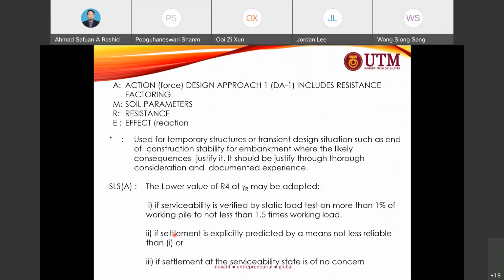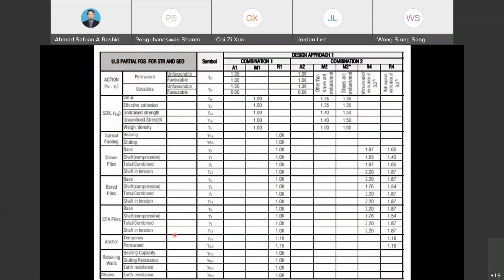Used for temporary structures or transient design situations such as end of construction stability for embankments when likely consequences justify it. So this has been simplified by Prof. Ramli, so he has put it in one table. Therefore there is no need for us to refer to the MS standard, because it's already been provided in one single slide only. So then we may use it in our example later on, on how to choose the numbers in this table.